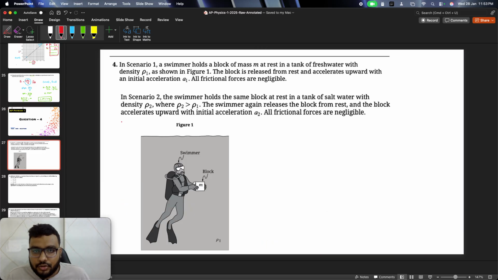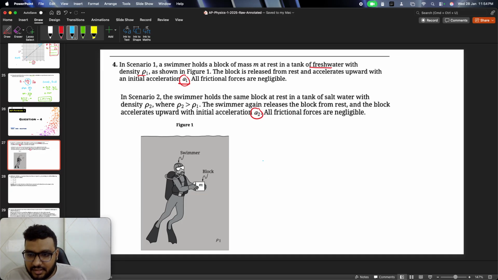Okay, so there are two scenarios given. A swimmer holds a block of mass m at rest in a tank of fresh water with the density ρ1 as shown in the figure. The block is released from rest and accelerates upward with an initial acceleration given as a1. All friction forces are negligible, so no friction. And in scenario 2, the swimmer holds the same block at rest in a tank of salt water with density ρ2, where ρ2 is greater than ρ1. The swimmer again releases the block from rest and the block accelerates upward with now an initial acceleration of a2. Here it was a1, here it is a2. All friction forces are again negligible.